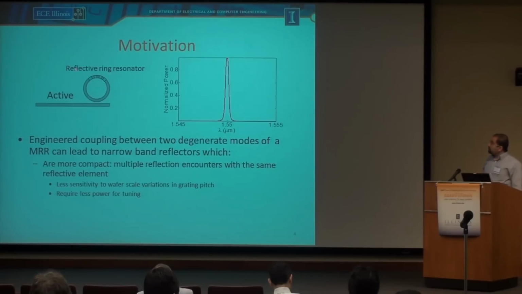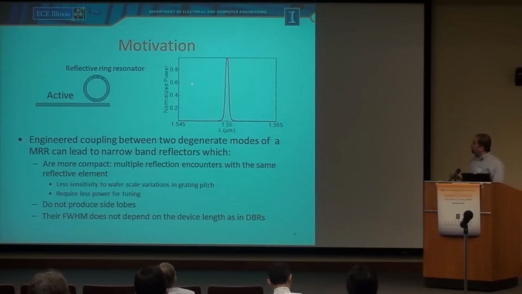Also, the whole structure is pretty small. It's in the order of less than 100 microns in size. And also when you want to tune the laser, usually you tune the wavelength of this reflector. So when the reflector itself is small, we would need less power to tune the structure. As I mentioned, there are no side modes in this structure.